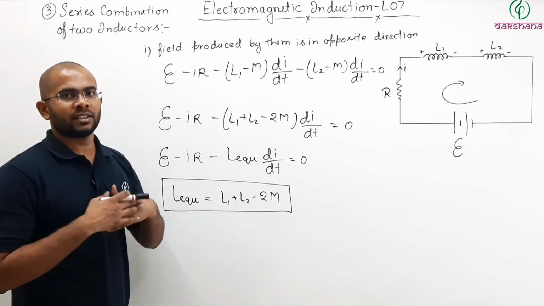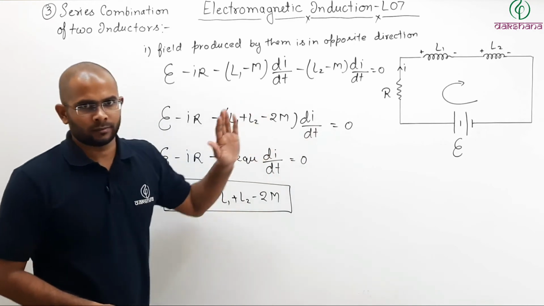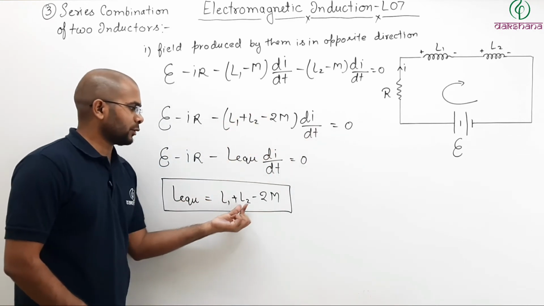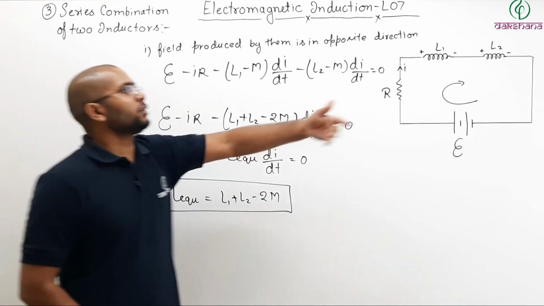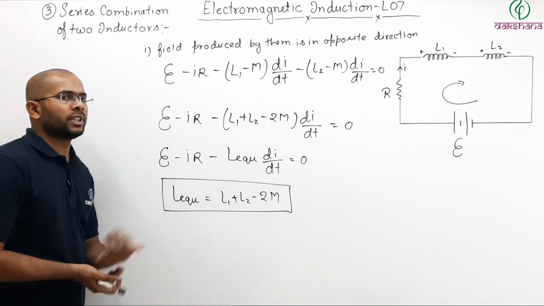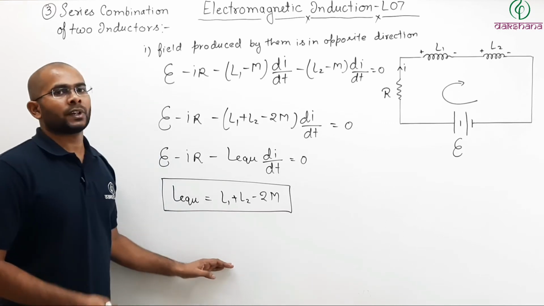If the mutual inductance is ignored, then you can simply write L1 plus L2 plus L3 and so on. If it is not ignored, then L1 plus L2 minus 2M. For more than two inductors, that will be a little bit complicated. So if there are more than two inductors, generally they will ignore mutual inductance. Pause the video, note it down.